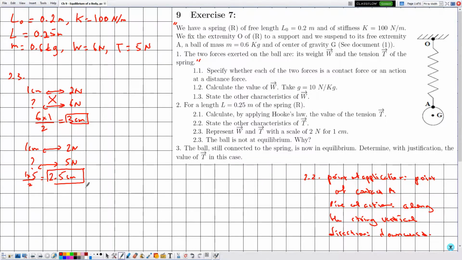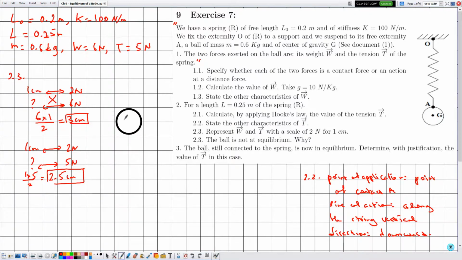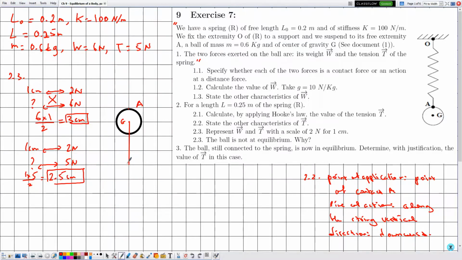Now let's represent these vectors. So let me draw the solid S, or the object. The spring is not very important, but what is important is to represent the points G and A. So the weight vector will be represented from the point G vertically downward, and the length of this vector is 3 centimeters, corresponding to 60 newtons according to the scale, and the name of the vector is W.